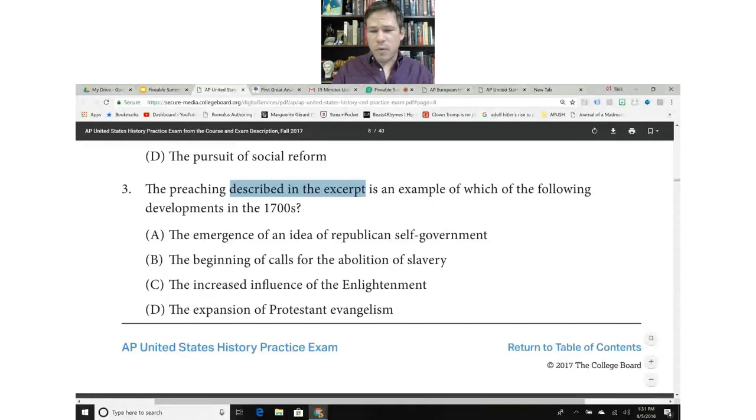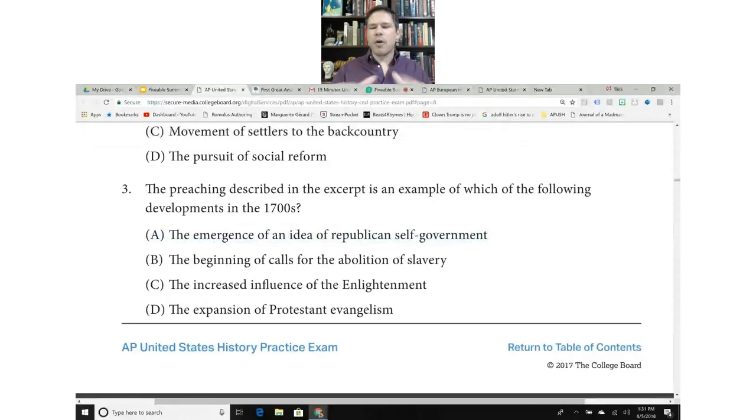Now, you could go and read the excerpt, which in most cases, the student will give a cursory read. But if you know about the First Great Awakening, it's an example of what? The emergence of an idea of Republican self-government. I would question the relevance here, although there are some connections that scholars have made, but it seems to me to be a bit irrelevant.